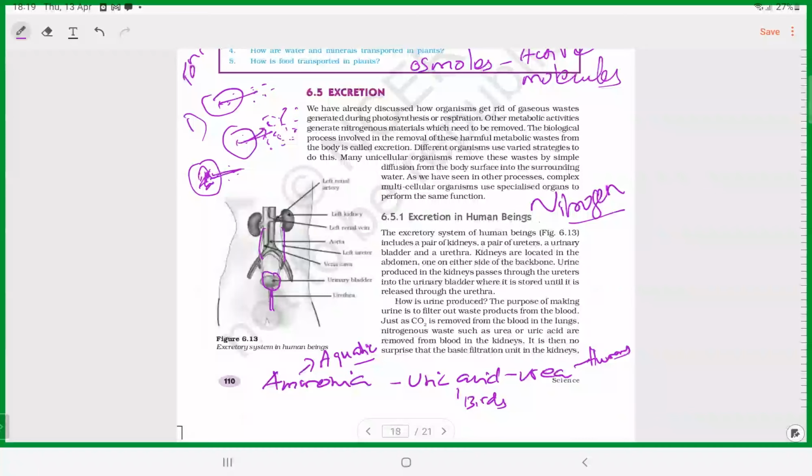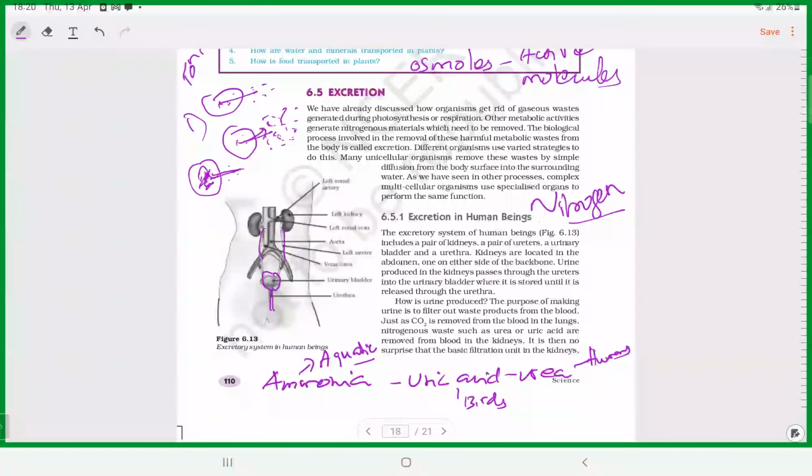Now, what are the components, as I said? Kidney. What is happening in the kidney? Urine is formed. Simple. Urine is formed in the kidney. What is the basic unit of kidney? Neuron. Nephron, sorry, not neuron. Nephrons are the basic unit of the kidney. Functional unit of the kidney is the nephron. Listening? Millions of nephrons in one kidney.